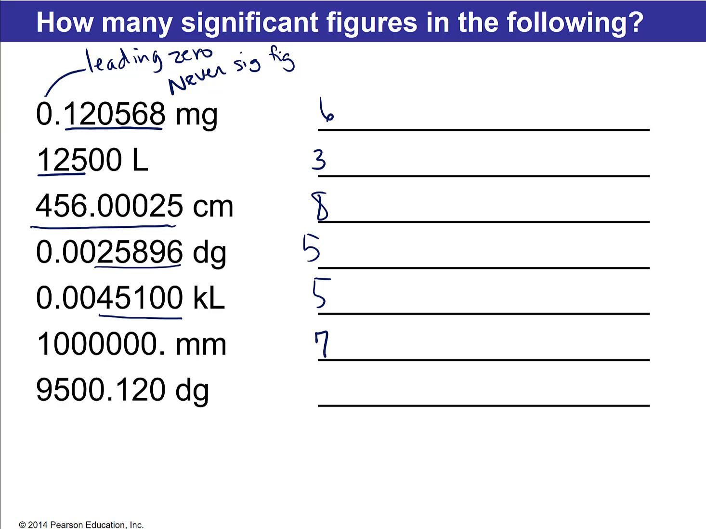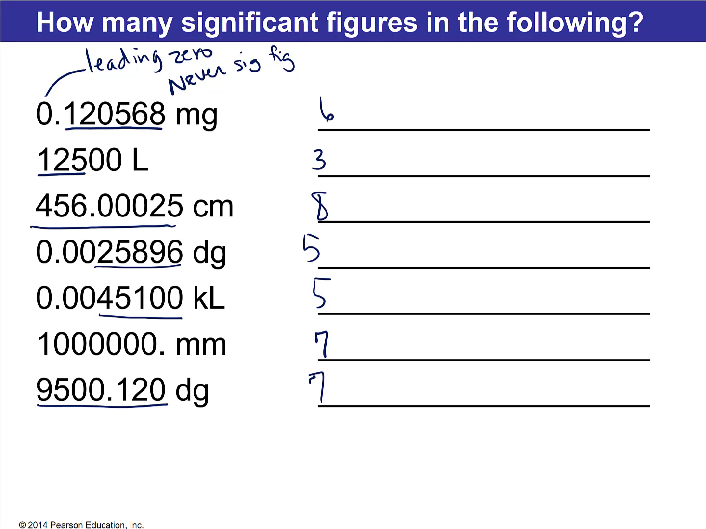Zeros at the end, those zeros could be before the decimal place or after a decimal place. Any zeros at the end of a number, if there's a decimal place, they're significant. Trailing zeros with the decimal place. So what about this last one? 7. Okay, all of them are, because I've got a decimal place, so that 0 at the end is significant. So this would also be 7. So we will work on this in lab.